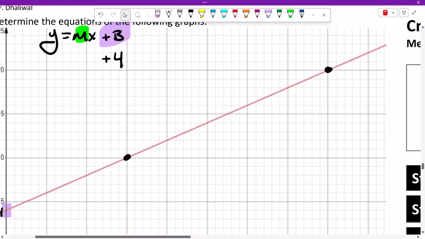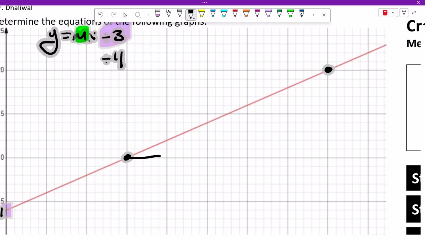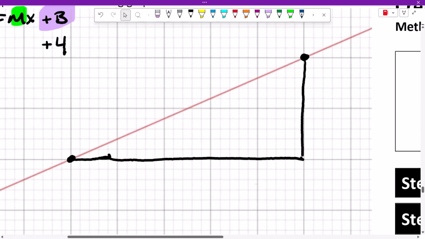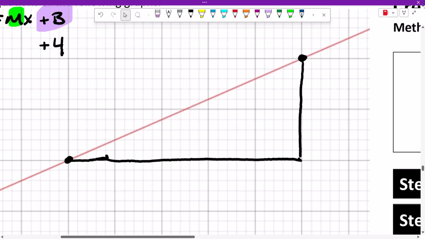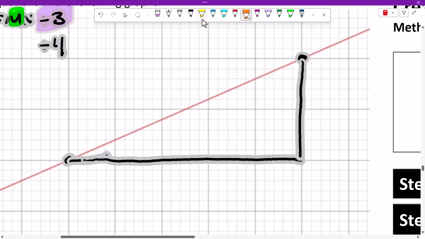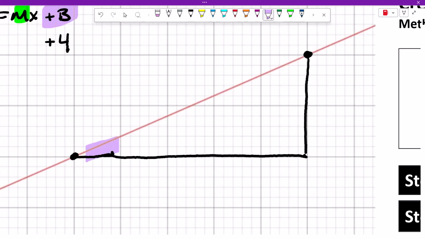With these 2 dots, we're going to make a triangle. With the first dot, you're going to go out like this, all the way out. With the other dot, you're going to drop a line down, and you make yourself a little triangle that looks like a ramp. I like shading it in. You don't have to shade it in. I like shading it in, so I'm going to shade this in.